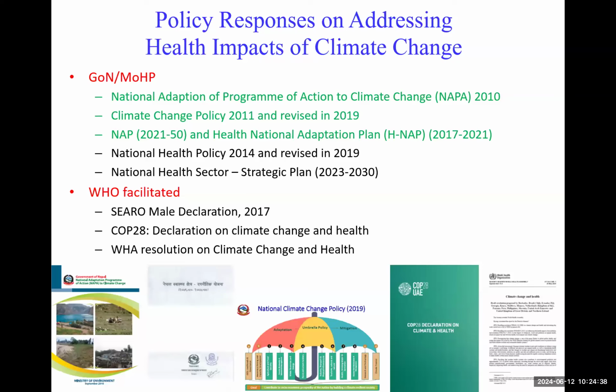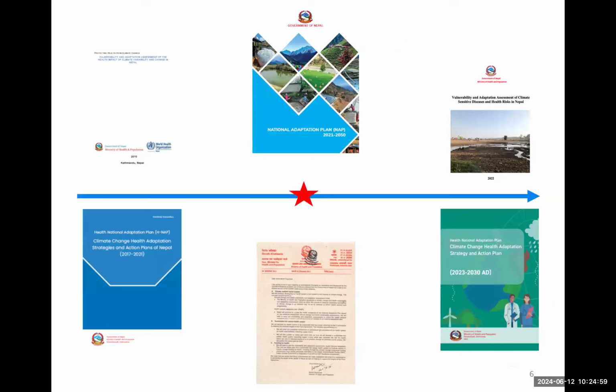Together with this, there are some global commitments that the country made at a global level. For example, the Sierra Mala Declaration in 2017. Also, Nepal made commitments at COP26 and COP28 and approved the declaration on climate change and health. In order to materialize these commitments, Nepal started conducting vulnerability and adaptation assessment in 2015. Based on that, Nepal is one of the first countries in the Southeast Asia region that developed a health national adaptation plan based on this VA assessment report.